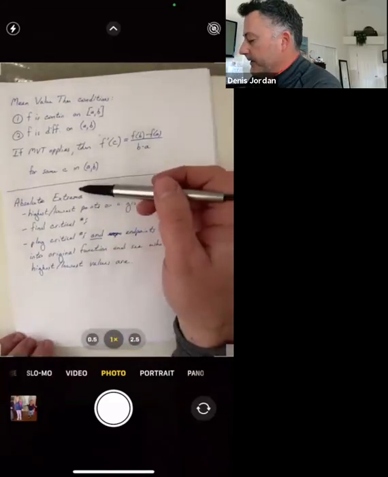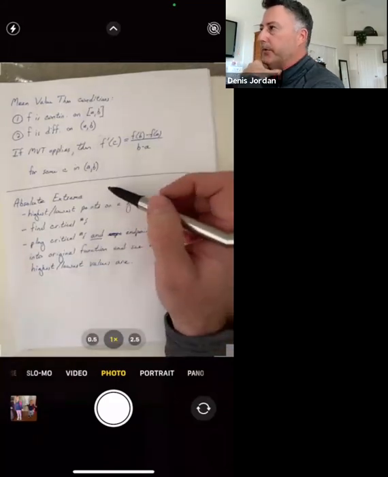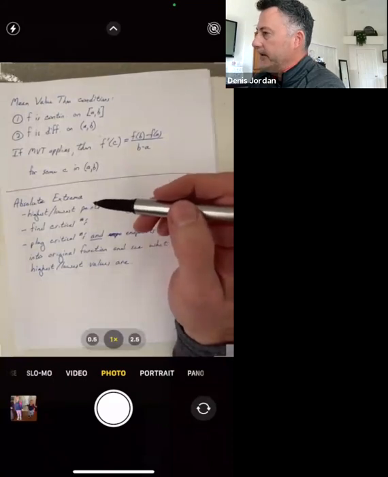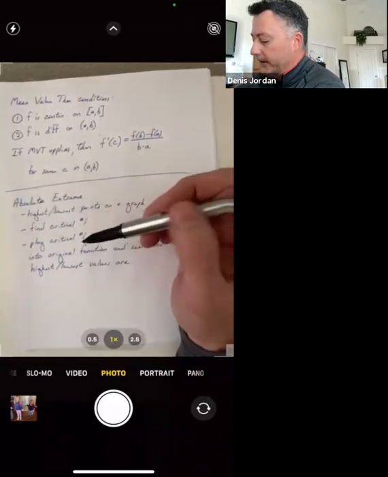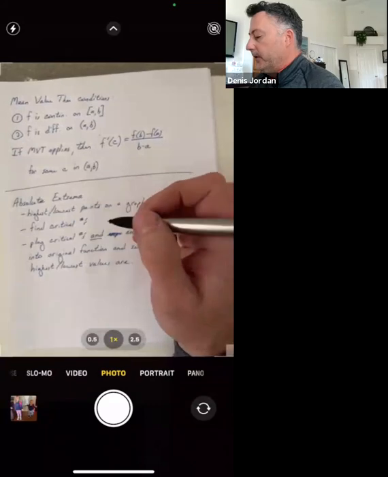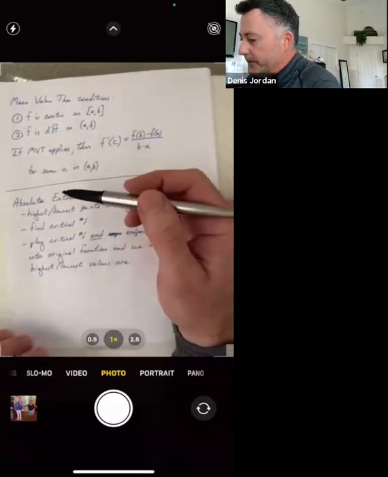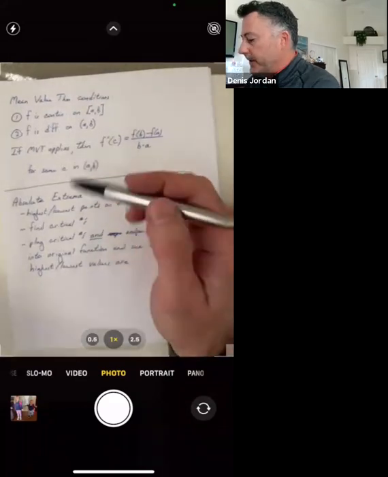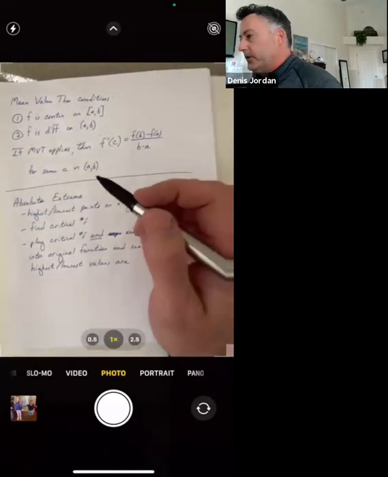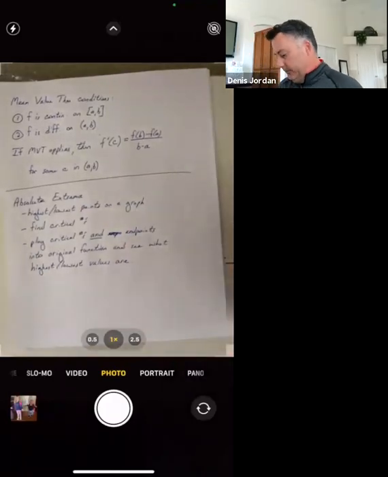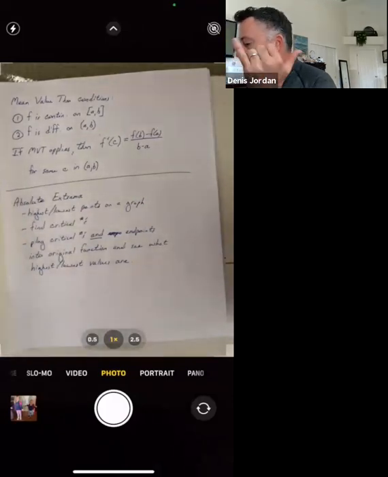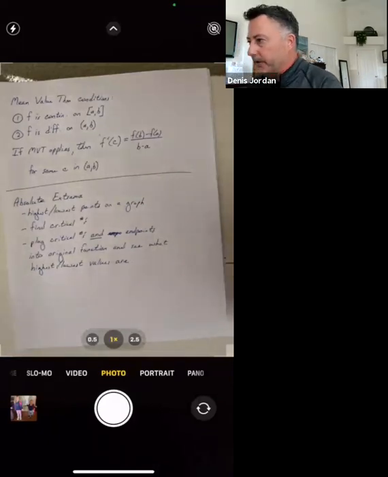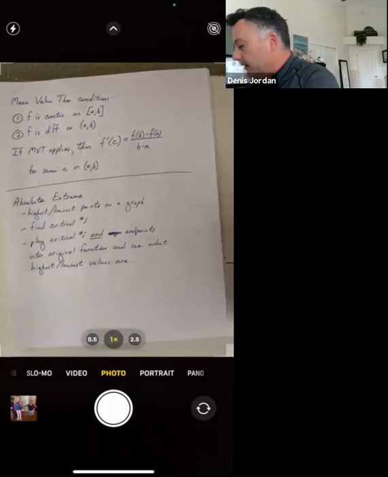This was in either 3.1 or 3.2, and then they didn't really ever talk about it again until it came back in 4.1 or 4.2. And then it came back in 4.7, the optimization stuff. All those word problems were really just absolute extrema. A lot of times you had to come up with your own function, but then you still found the derivative, found the critical numbers, and based off your critical numbers, figured out what would give you the maximum or the minimum of whatever the situation is.